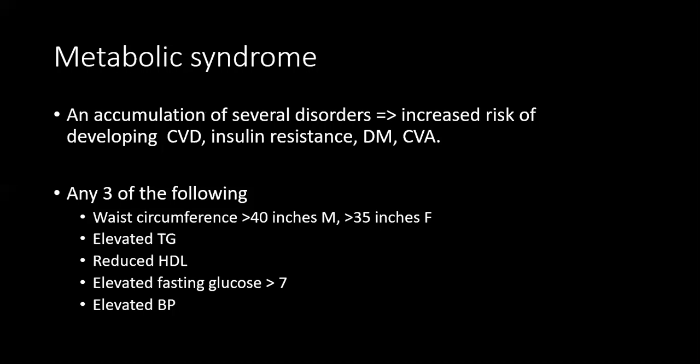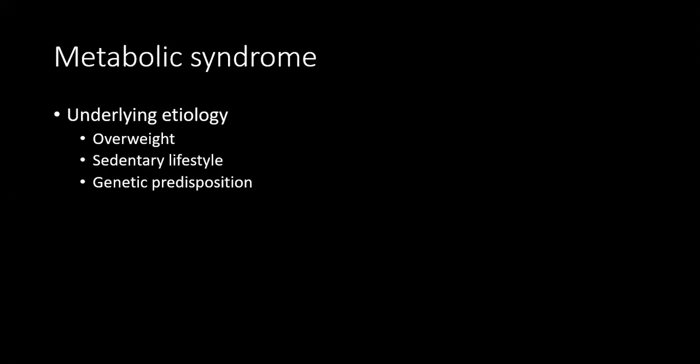So waist circumference, I wanted to elaborate because that is basically central obesity. So more than 40 inches for men, 35 inches for women, elevated triglycerides, so high triglycerides, reduced HDL, so no scavengers, elevated fasting glucose, so maybe some insulin resistance or diabetes going on, and elevated blood pressure. So any 3 out of those 5. So underlying etiology, so the patient may be overweight, have a sedentary lifestyle, and a genetic predisposition to metabolic syndrome.